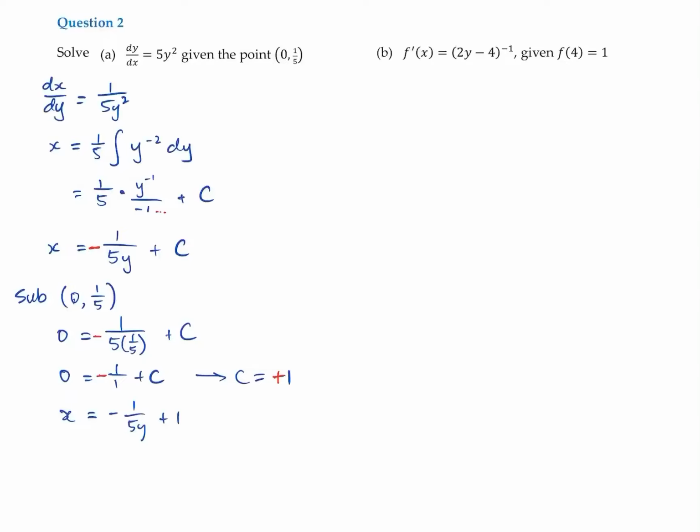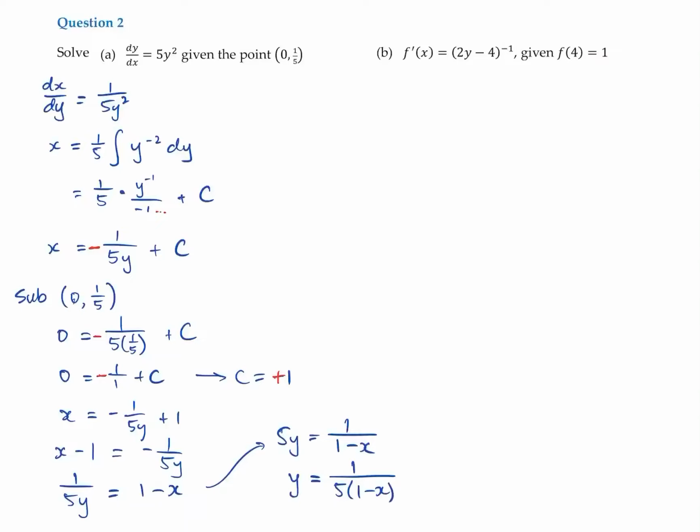And now let's get y as the subject. So x minus 1 equals -1 on 5y. So 1 on 5y is 1 minus x, and y equals 1 over, jumping ahead, 5y, reciprocal of both sides, 1 on 1 minus x, and y equals 1 on 5 lots of 1 minus x.